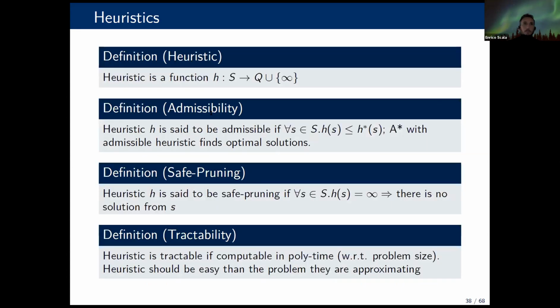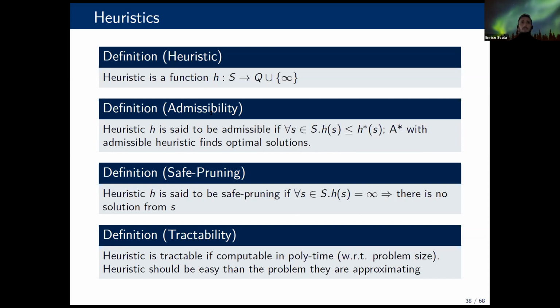From a formal perspective, a heuristic is a function that maps states into a rational value or an infinity value. This function is said to be admissible if it never overestimates the actual distance to the goal. And if you have this property and you use A star with some tweaks, you can always find optimal solutions.